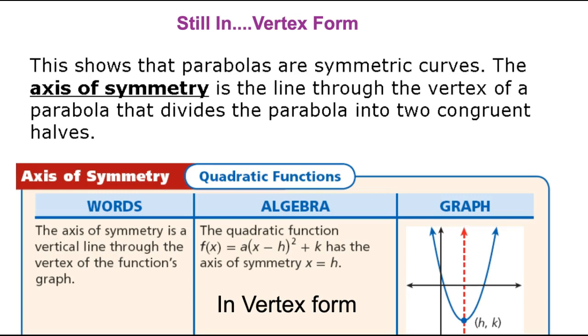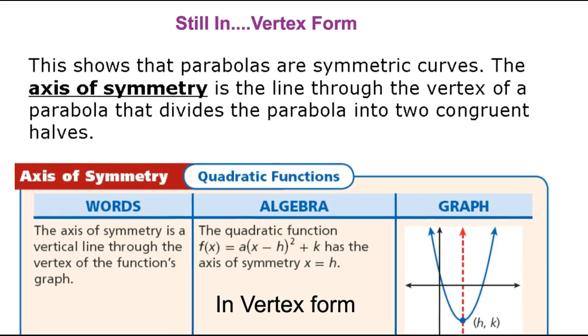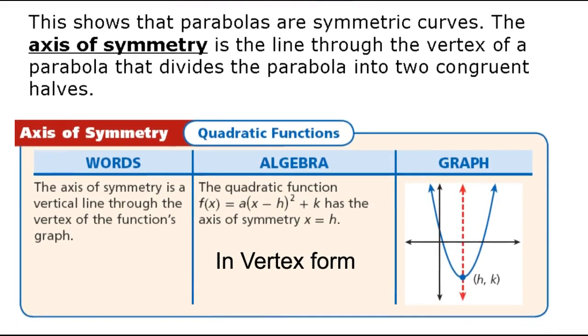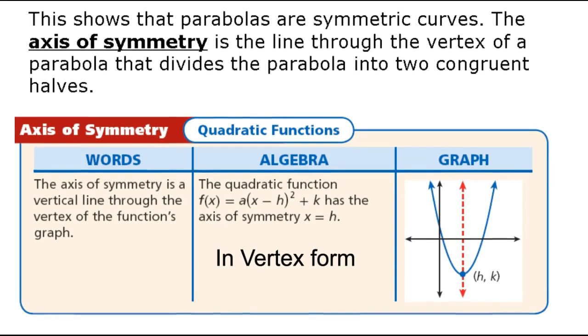Alrighty then, still in vertex form, let's talk about this axis of symmetry. So what is an axis of symmetry? An axis of symmetry is an imaginary vertical line that goes through the vertex, which essentially cuts the parabola into 2 equal parts, right? Because parabolas are symmetrical, and they're symmetrical through a vertical line through its vertex.